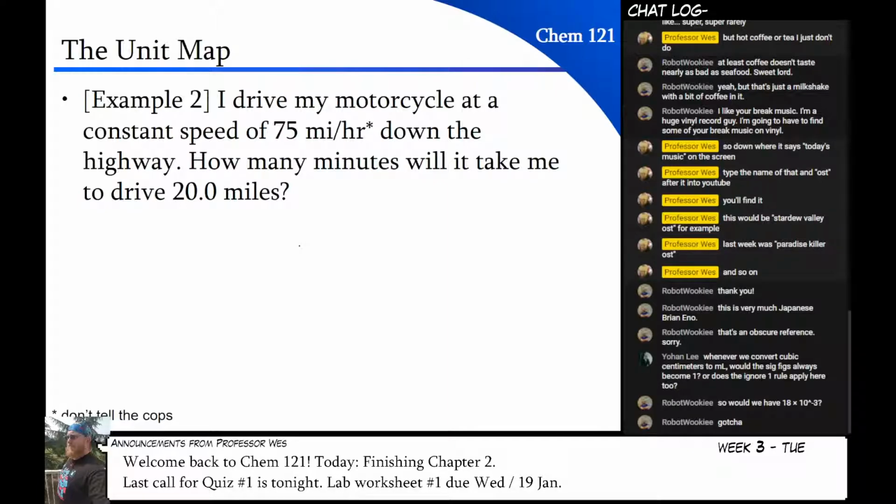All right. I drive down the highway on my motorcycle, which I had one, at a constant speed of 75 miles an hour. How many minutes will it take me to drive 20 miles? Okay. And I want minutes here. I'm going to let you play with this for like 2 or 3 minutes to see if you can get the right answer. I'll give you a hint. It should be less than an hour for me to get there. So go ahead and try this on your own. We'll go over the answer in about 3 minutes, and I'll show you how to do this problem.